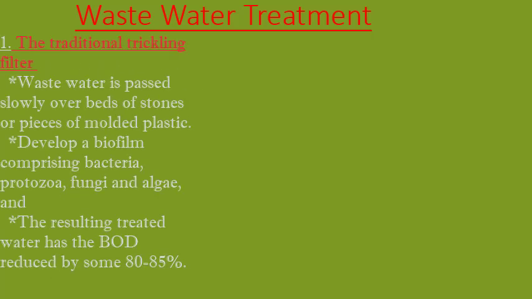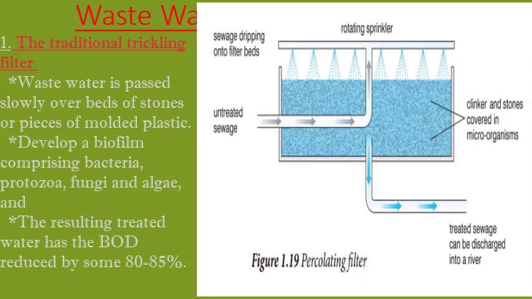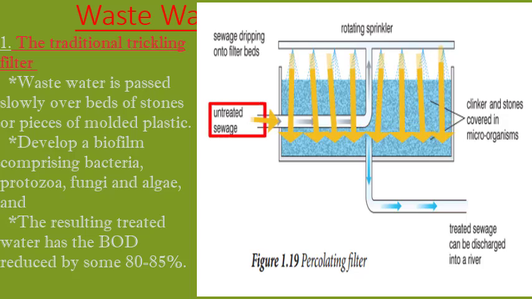So in the trickling or percolating filter method, wastewater is passed slowly over beds of stones or pieces of molded plastic. That means sewage is screened to remove large pieces of debris. It stands in a large settlement tank to allow suspended matter to settle out. The wastewater is then allowed to trickle through the bed of stones, each of which is covered in a layer of microorganisms that develop a biofilm comprising bacteria, protozoa, fungi, and algae.